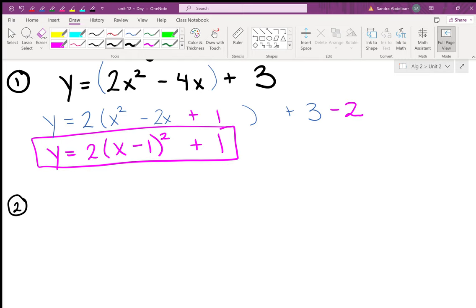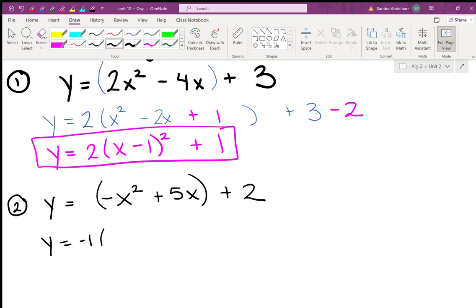All right, so now I'm going to have us convert y equals negative x squared plus 5x plus 2. I do not want my leading coefficient to be negative. So I'm going to group together the x's, and then pull out a negative 1. Then I'll have x squared minus 5x, leave some space, close my parentheses, plus 2.